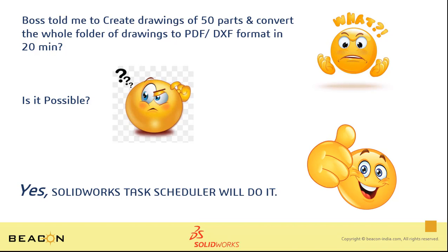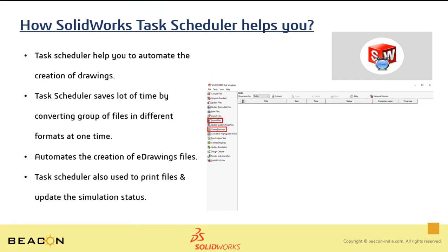We can use a PDF option to save the individual drawings to PDF format, but it will be time consuming if you want to convert a batch of files to PDF format. The best way to do this is to use SolidWorks Task Scheduler. It is a separate application. We can find it in the start menu. Tasks will be automatically assigned in it and we will be able to do our other work simultaneously. Thus, a lot of time will be saved.